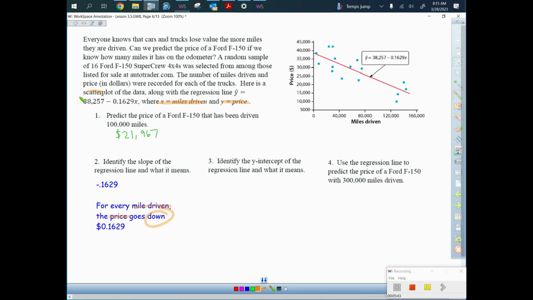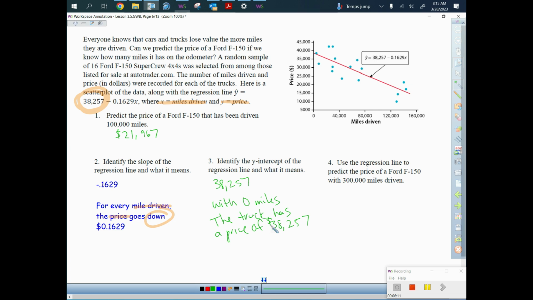What's the y-intercept? That's this number right here, right? That's this number right here. And then here's what it means. So the y-intercept is 38,257. With 0 miles, the truck has a price of $38,257. That's what the regression line's y-intercept means. If there were 0 miles on the truck, it has a price of $38,257.